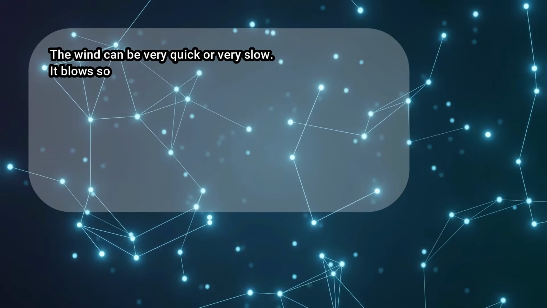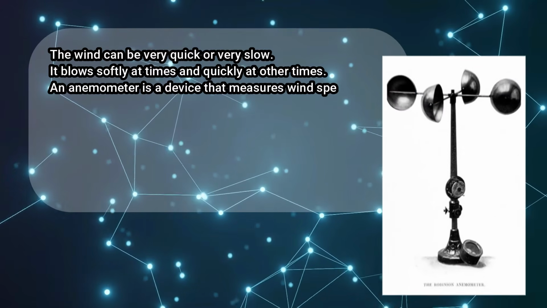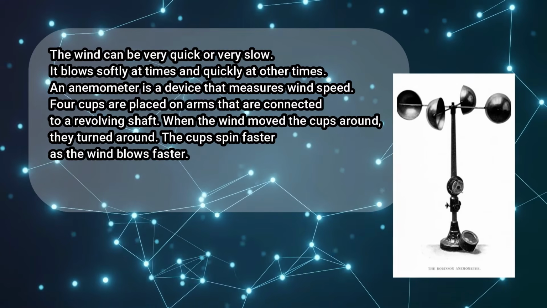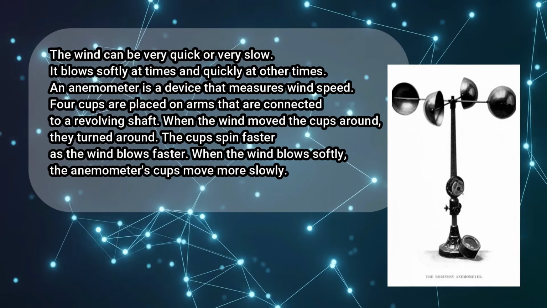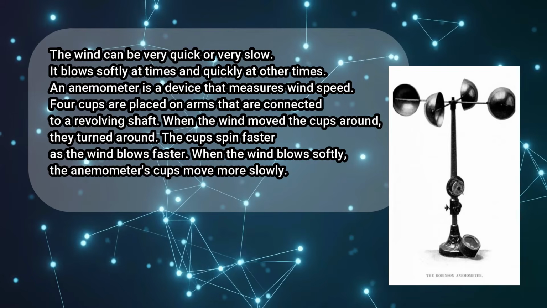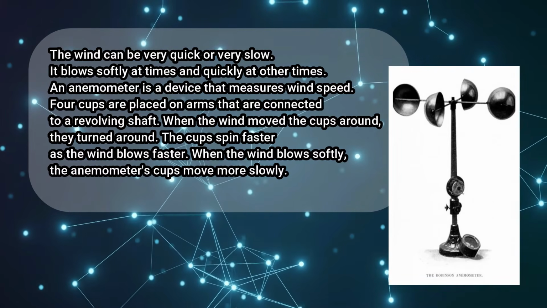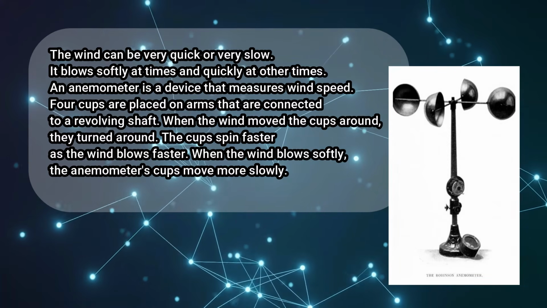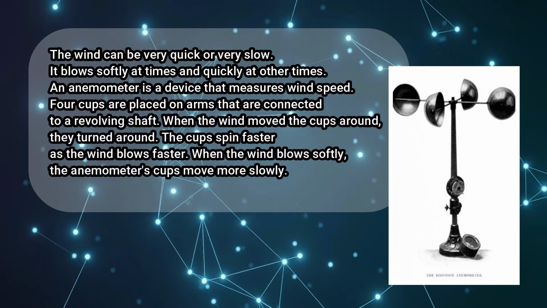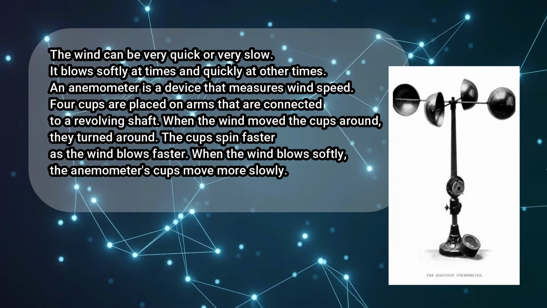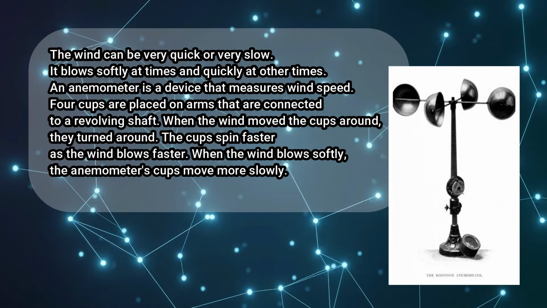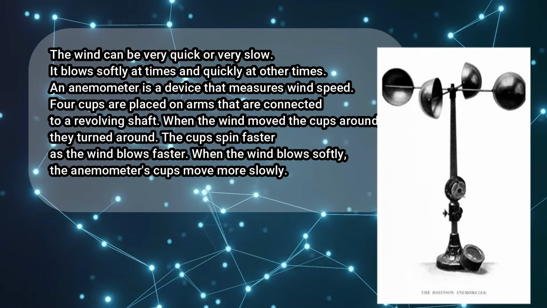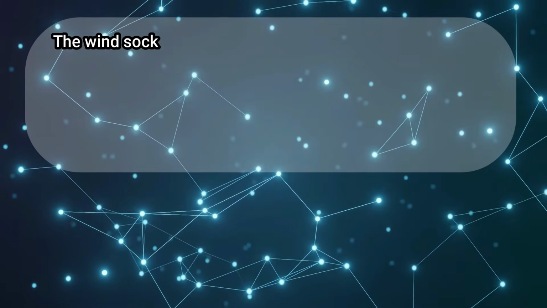The wind can be very quick or very slow. It blows softly at times and quickly at other times. An anemometer is a device that measures wind speed. Four cups are placed on arms that are connected to a revolving shaft. When the wind moves the cups around, they turn around. The cups spin faster as the wind blows faster. When the wind blows softly, the anemometer's cups move more slowly.